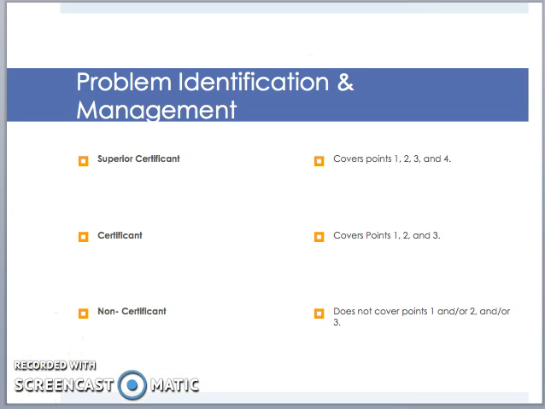To achieve superior certificate, please look at the marking rubric. Some of the older SOO characters have slightly varying marking rubrics, but generally superior certificate has to achieve points 1, 2, 3 and 4. Certificate points 1, 2 and 3, and non-certificate does not achieve either point 1, point 2 or point 3. So they may achieve points 1 and 2 but not 3, and so they become a non-certificate. Similarly, if they miss point 1 or point 2, they're non-certificate.